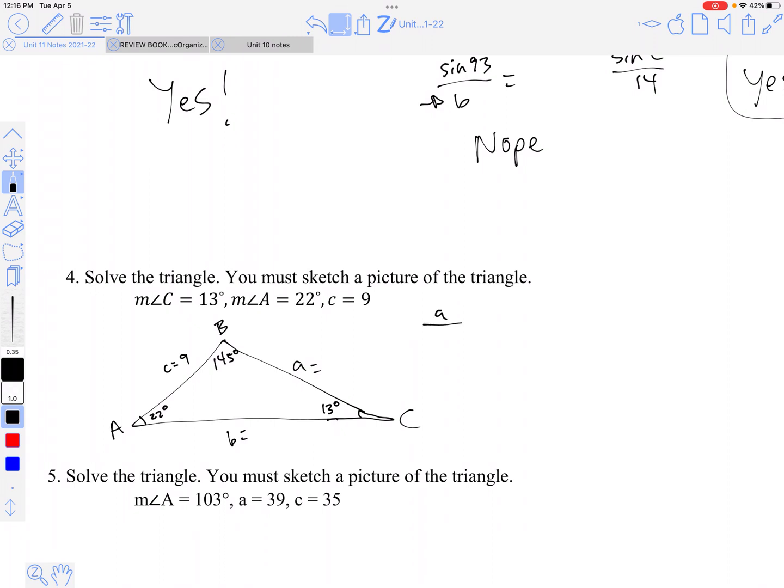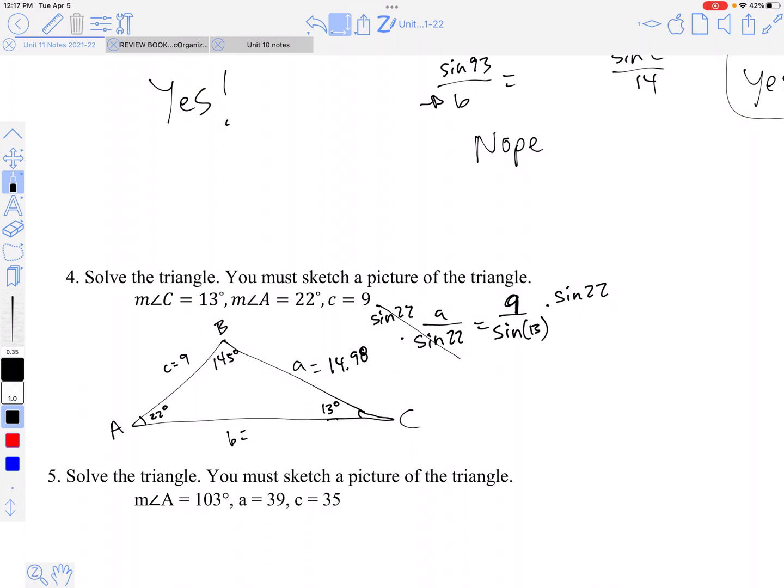So I want to find little a, and whenever I want to find a side, I just write that, and that'll be divided by sine of big A. And then because I have the information for c, I'm going to use c. So that's a 9. Little c is 9 long, and then that'll be sine of 13. So all I'm going to do is multiply both sides by sine 22. And then put that in my calculator, and I'll have that little a is 14.98.